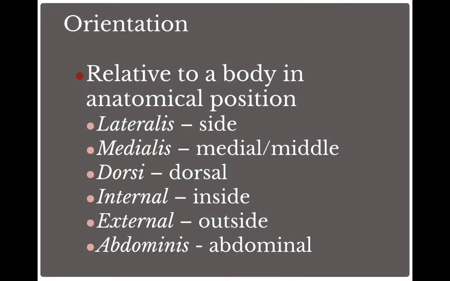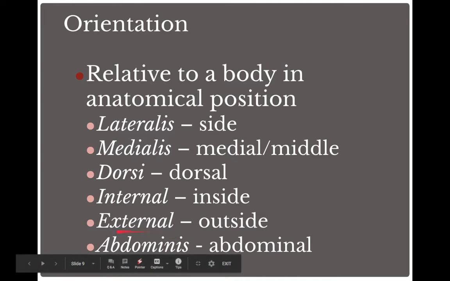Okay. Next, we can talk about muscles according to their orientation on the body. So if you look at the body in anatomical position, then lateralis muscles can be found on the side. Muscles that are on the medial or middle region are called medialis muscles. Muscles on the back are sometimes called dorsi, for dorsal. Then you have internal and external. External meaning they'd be more superficial, internal meaning they'd be deeper.